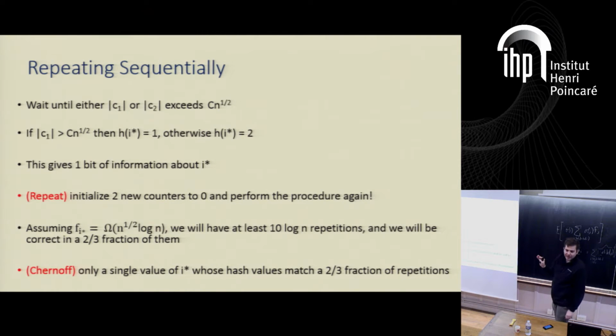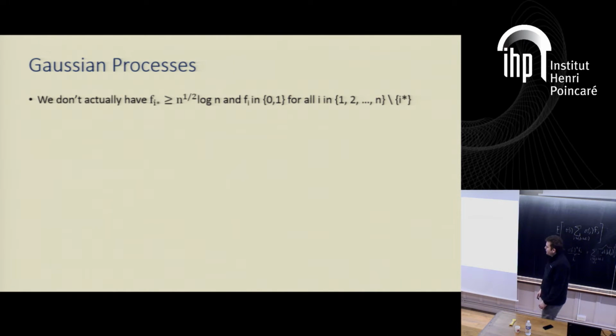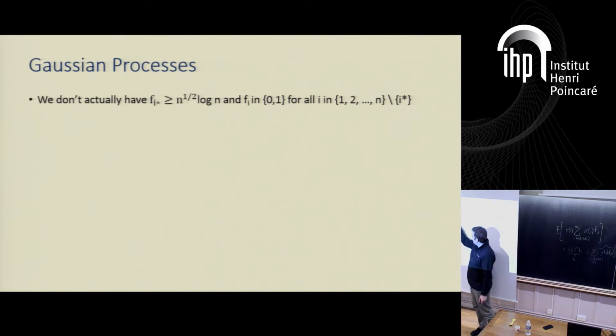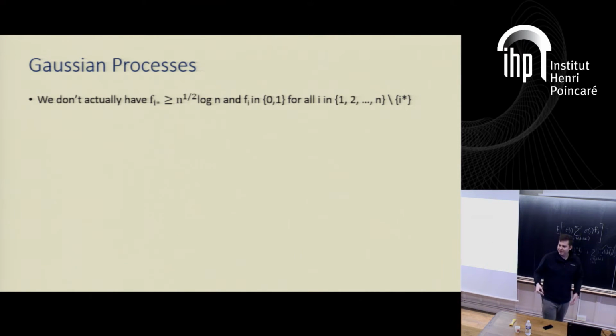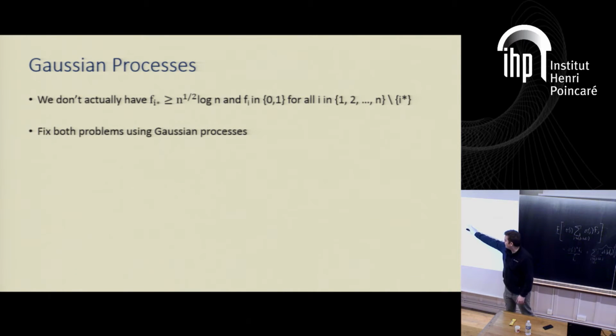Okay, so that's a nice intuitive algorithm, but there are some problems. Namely, these assumptions are not realistic, right? So we don't have all the remaining frequencies being 0 or 1. And even if they were 0 or 1, this large frequency would only need to be at least root n to be an L2 heavy hitter, as opposed to root n log n. So we want to remove both of these assumptions, and we will do that using the theory of Gaussian processes.